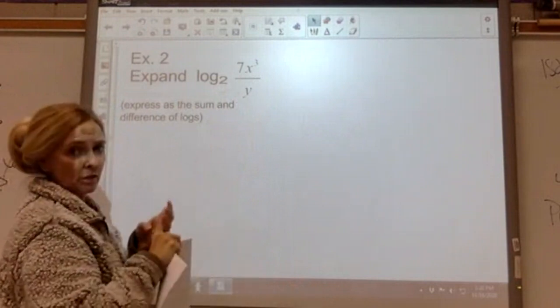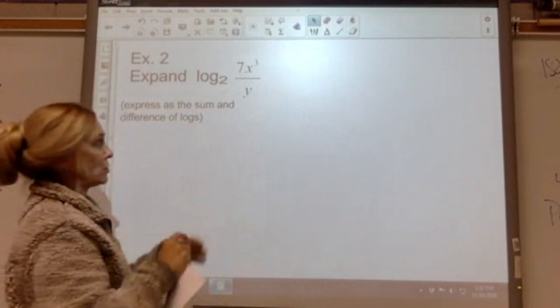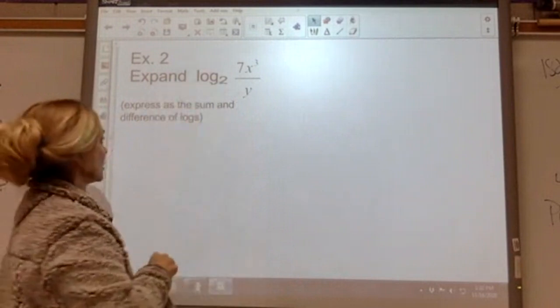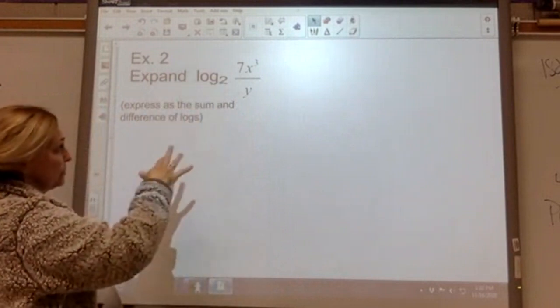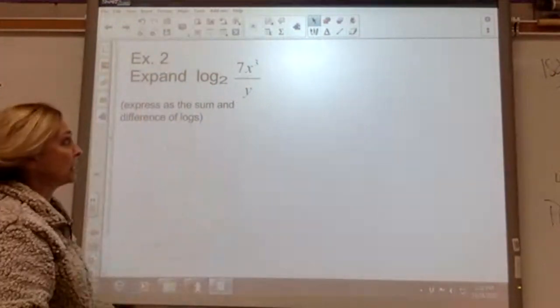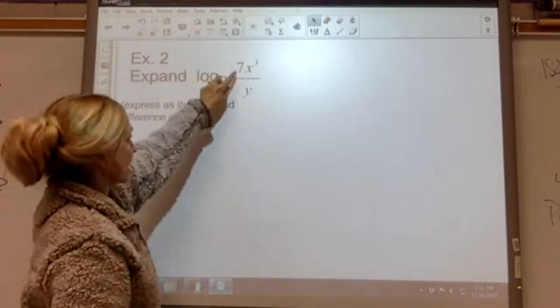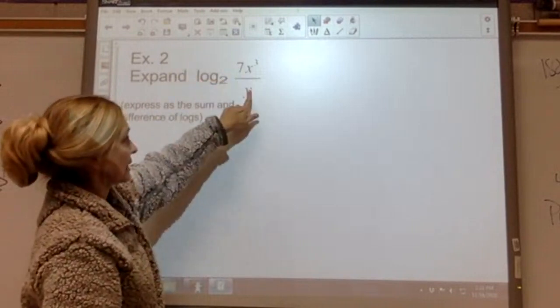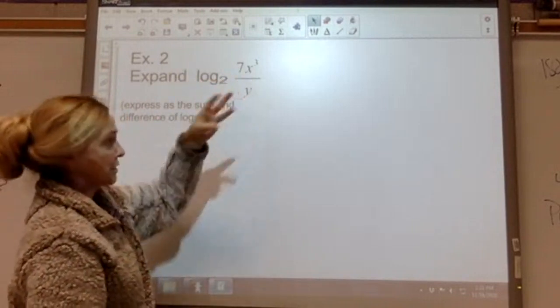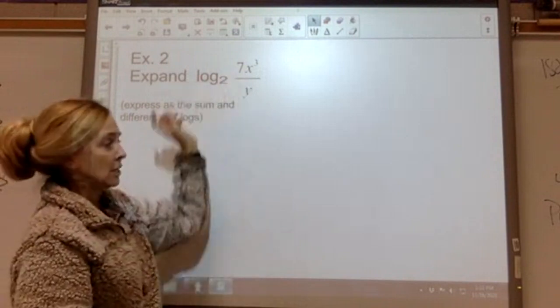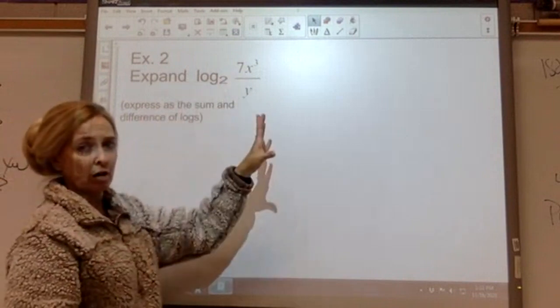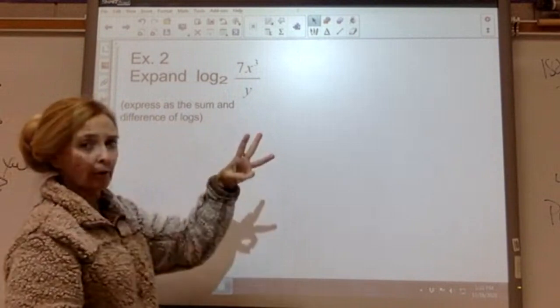All right, here we have a problem, and in this problem, we have exponents, we have multiplication, and we have division. So all three of the properties are rolled up into this one problem. So we're going to express this as the sum and difference of logs. So we're going to have multiple logs. When I look at this problem, I see division. And then I see I have a 7, an x, and a y. Okay, so that's 3 different items, and each of those should get their own log. So when I finish, I should have 3 logs in the problem.